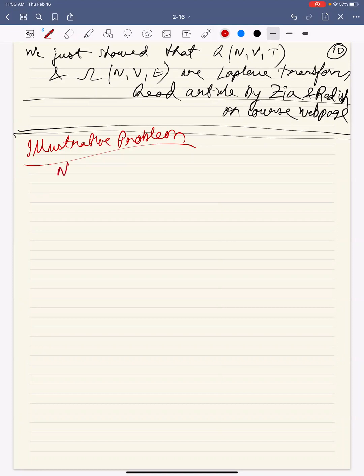We have n particles which are distinguishable. Okay? What does that mean?